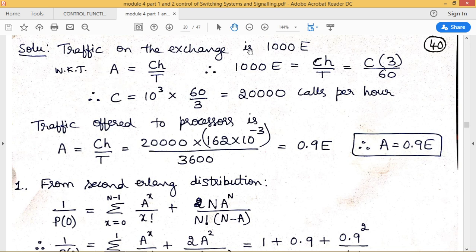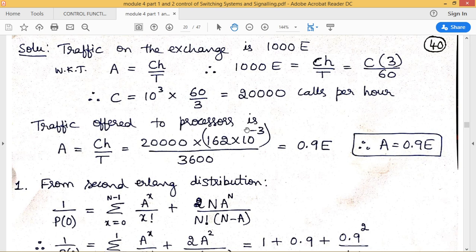It is given that the exchange is offered 1000 Erlang of traffic, and we know the offered traffic A is given by CH by T. A is given as 1000 Erlang, C we have to calculate, and H is given as 3 minutes. So 3 minutes of holding time for each call, and we are dealing with a busy hour, so T is about 60 minutes. If we calculate, the number of calls arriving inside the busy hour is 20,000 calls per hour.